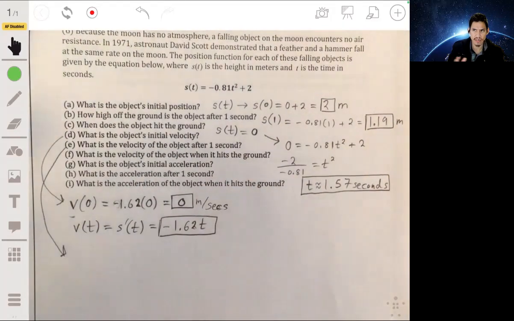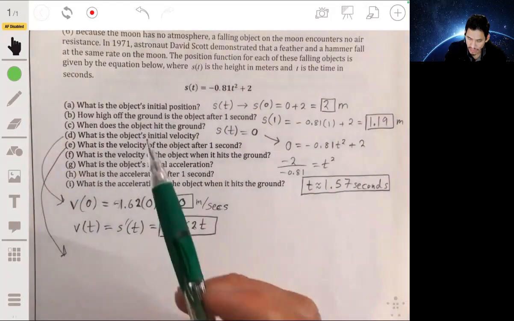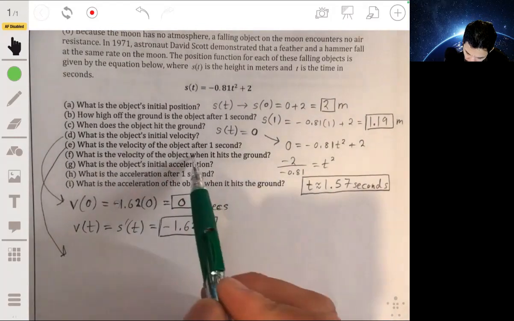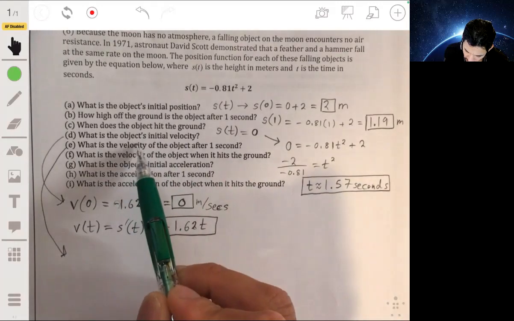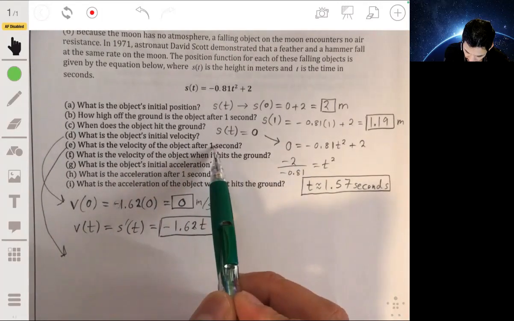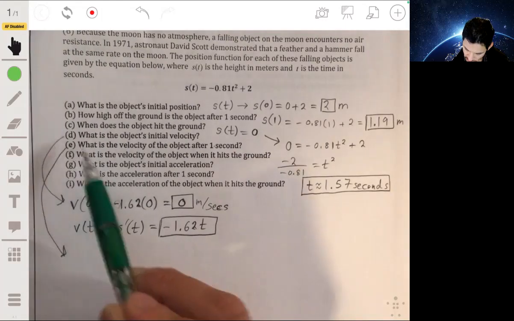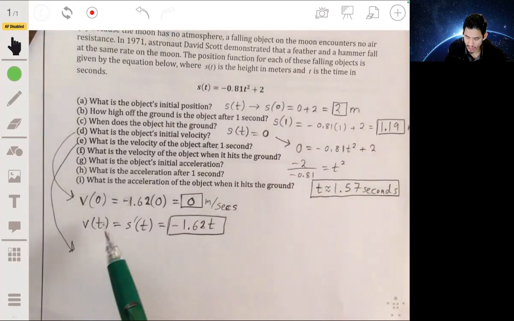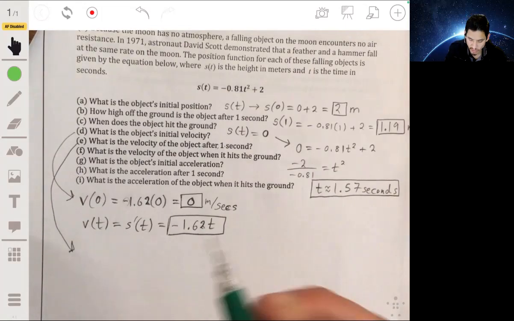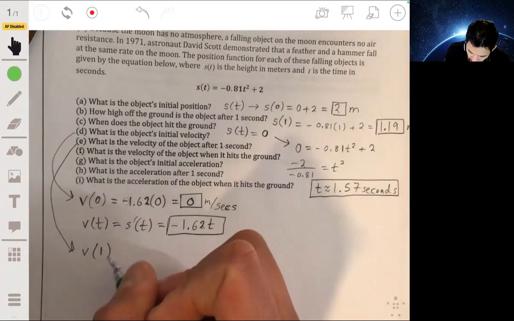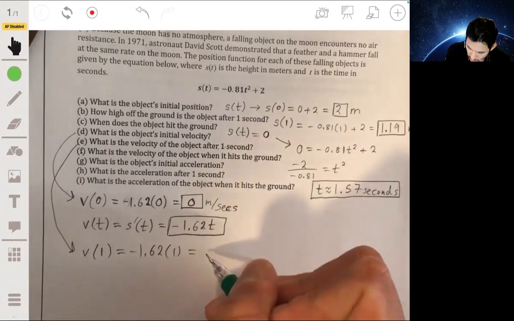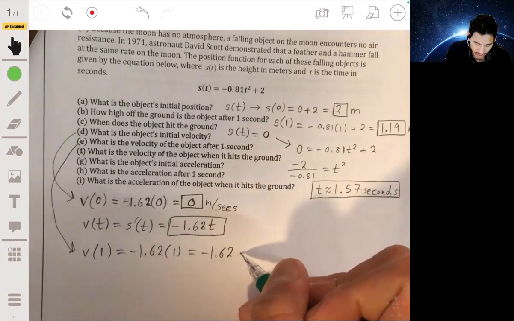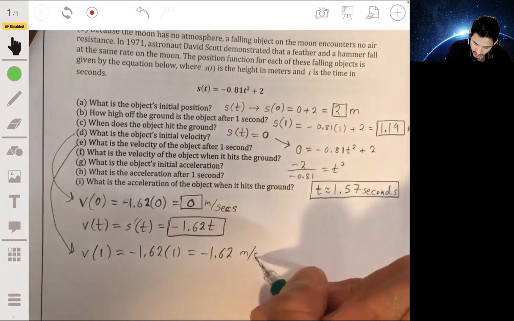Don't think this means it's always going to be 0. Really, again, it starts at a rate of movement of 0 meters per second. What's the velocity of the object after 1 second? I almost skipped one. We evaluate this for 1, which is simple. We just plug in 1. So we find v of 1, -1.62 times 1, which is just -1.62. So it's traveling about -1.62 meters per second.